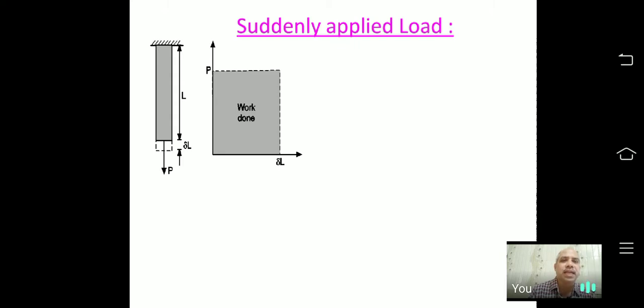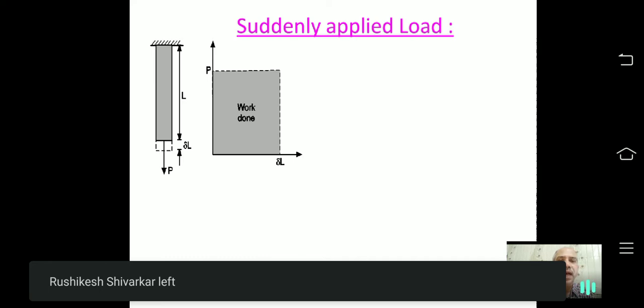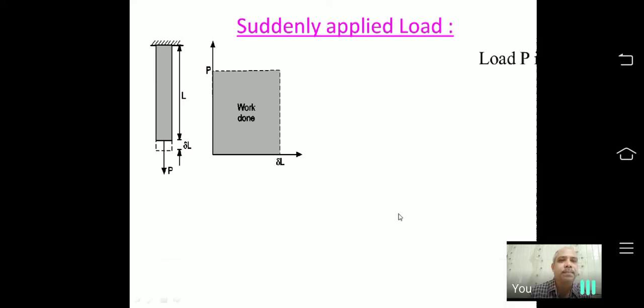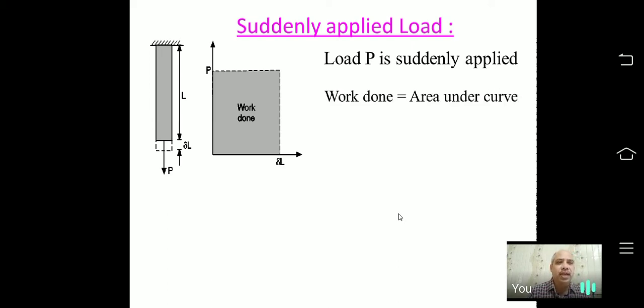Now when we say suddenly applied load, we are going to apply the load directly. Means if we are going to sit on the bench, then we have suddenly applied our load on the bench. So suddenly applied means the whole load we are going to apply at a time. Now what will be your load versus delta? So we have this as a rectangle. Now you can see this load P suddenly applied.